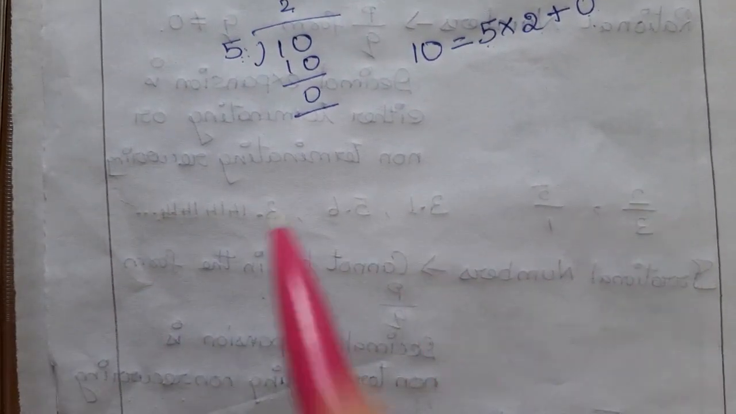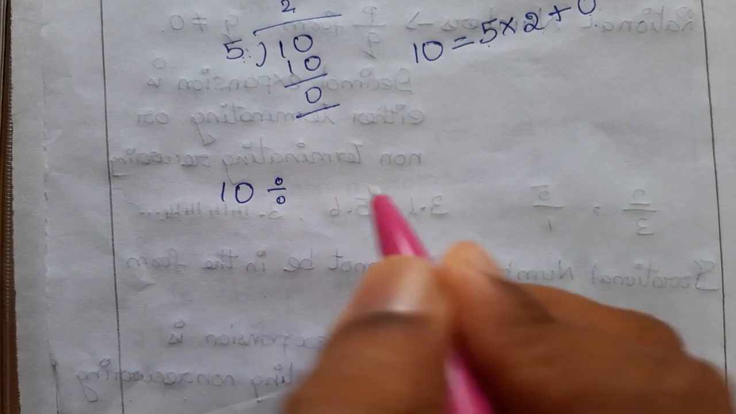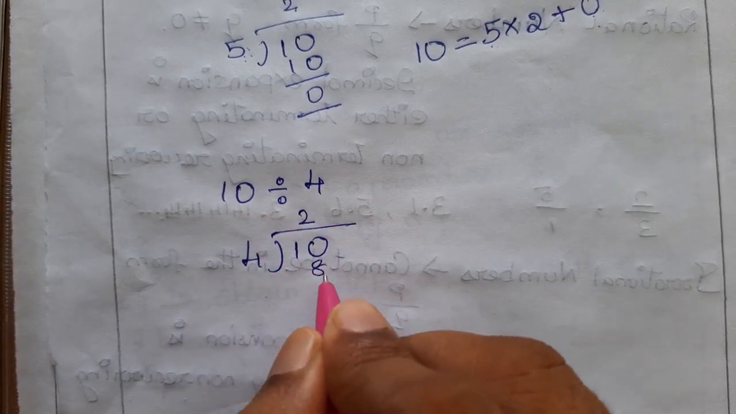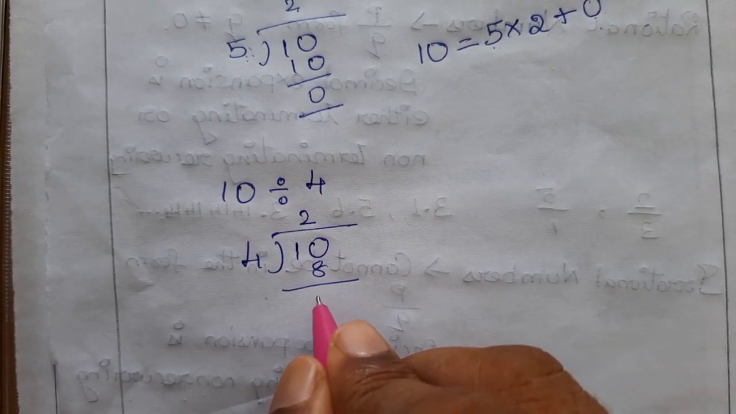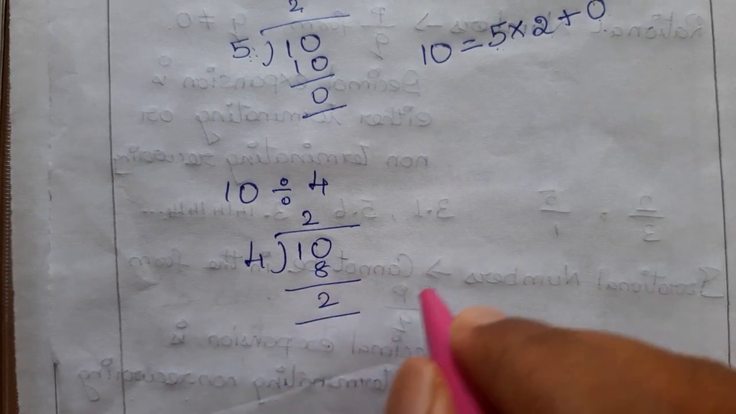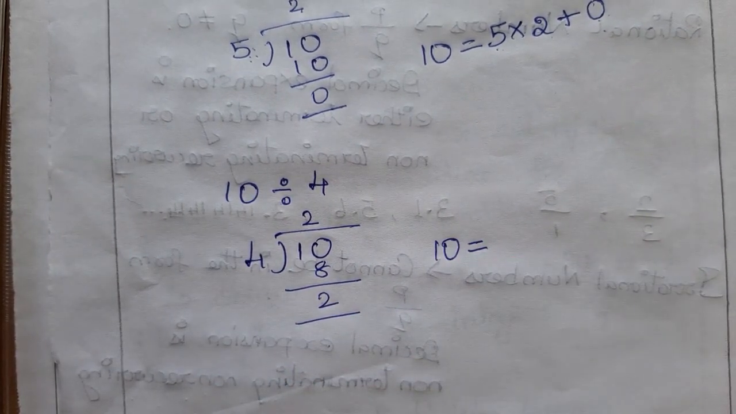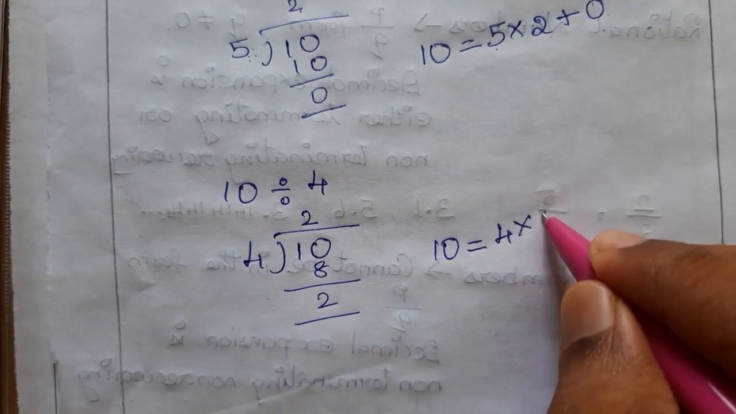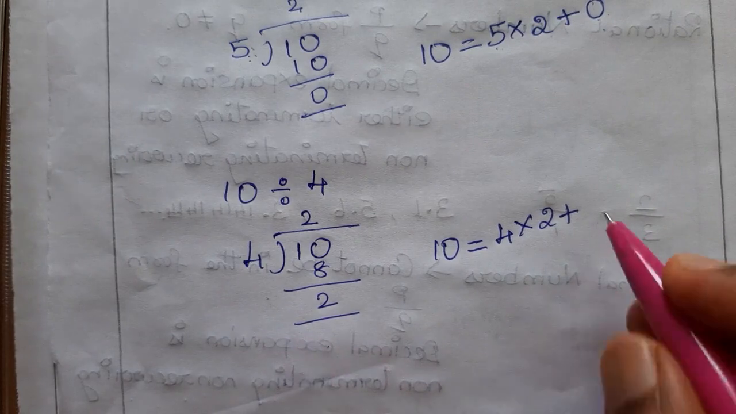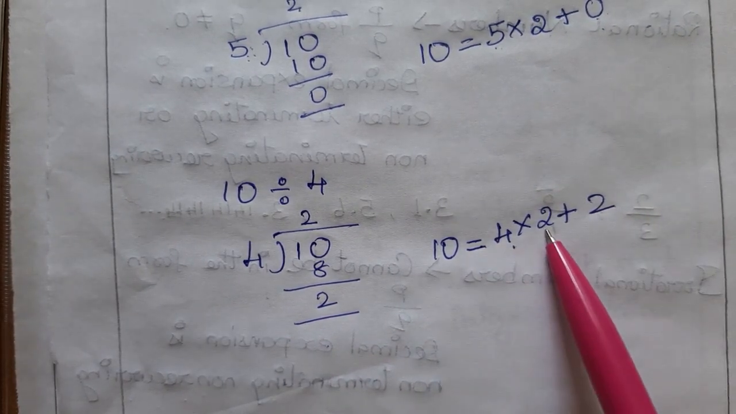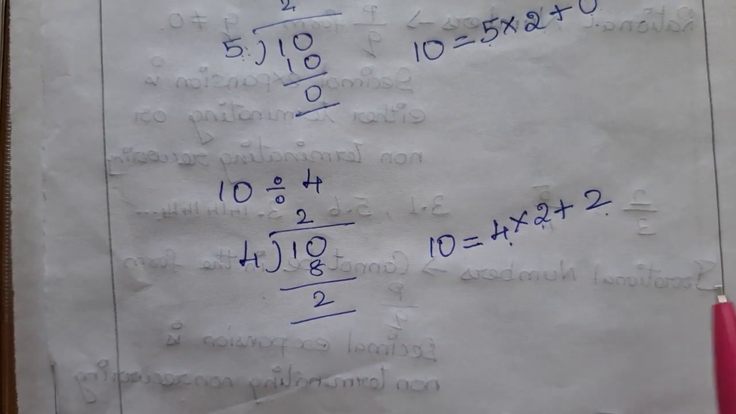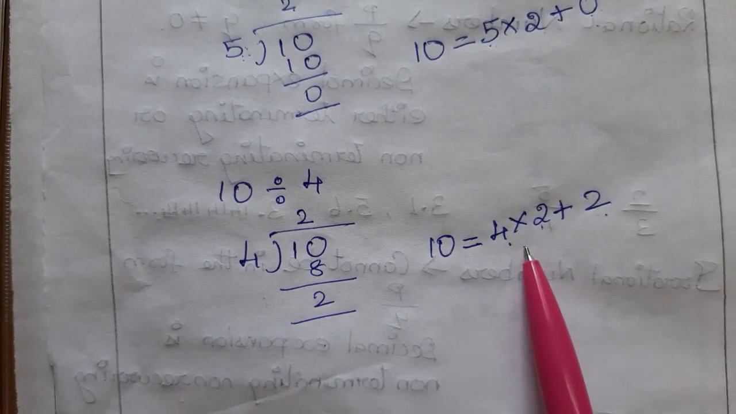Another example: maybe 10 divided by 4. If you divide 10 by 4, 2 times 4 is 8 and the remainder is 2. So 10 is expressed as divisor into quotient, 4 into 2, plus the remainder 2. We can check: 4 twos are 8, and 8 plus 2 is 10. So we have this relation with the normal division that we have already learnt.